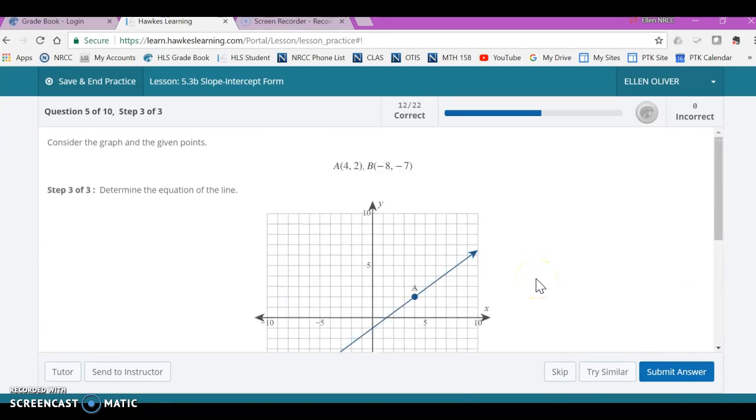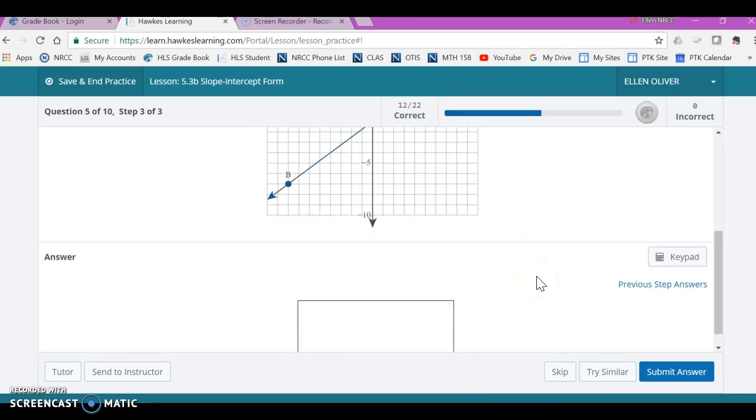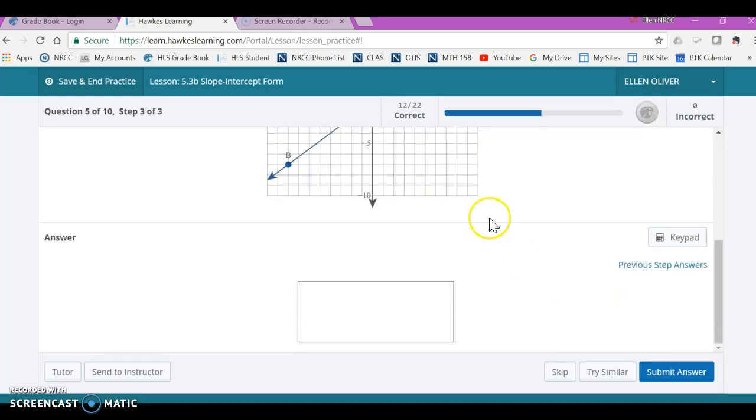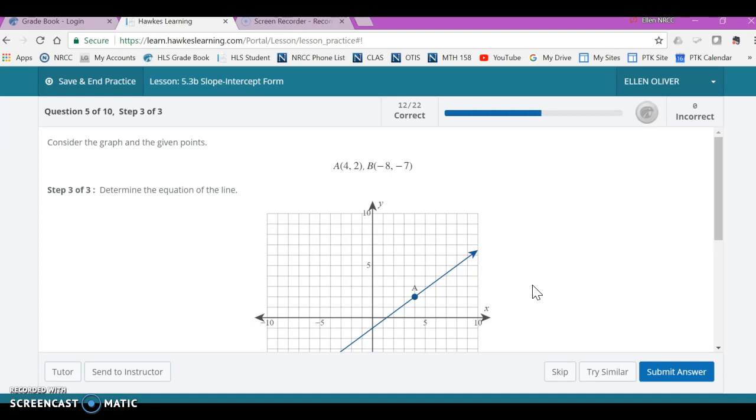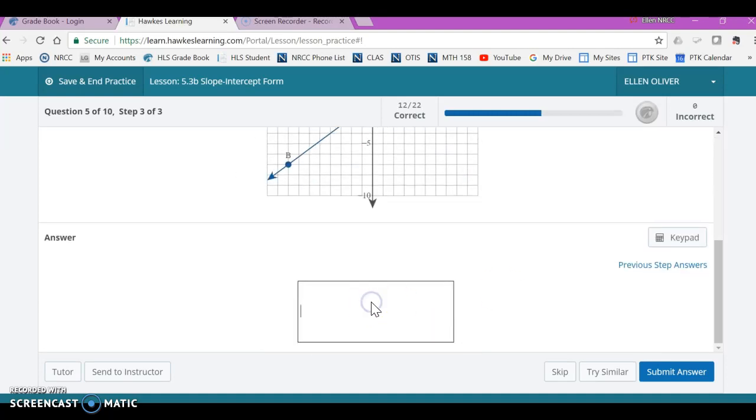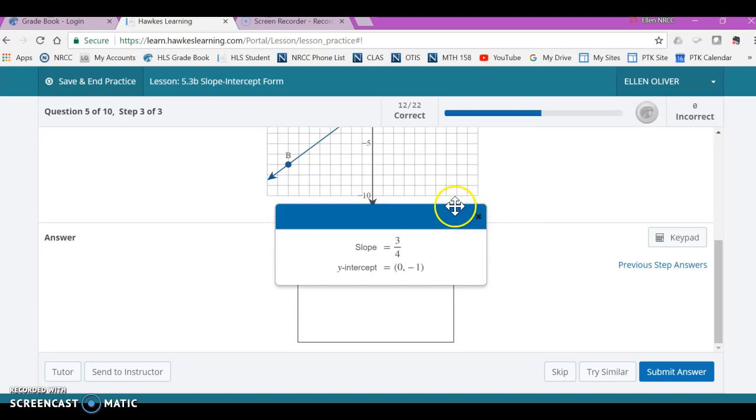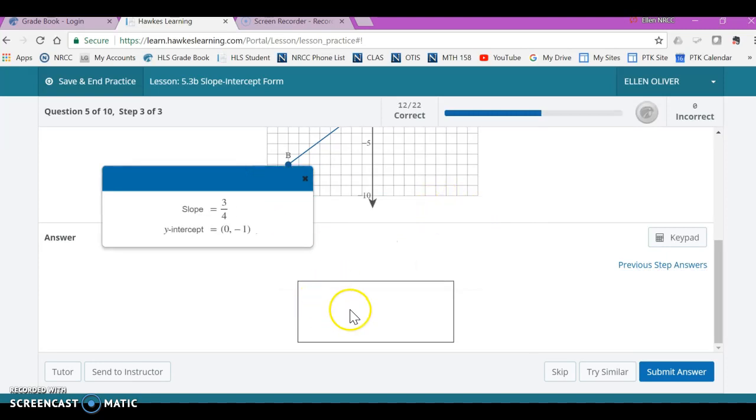Okie dokie. Step 3, determine the equation of the line. It goes through -1, and the slope I determined was 3/4. I believe that's right. I can see my previous step answers. So I'm going to type in y equals 3/4 x minus 1, right? Because it's a -1 here. So it's going to be plus -1, which simplifies to minus 1.